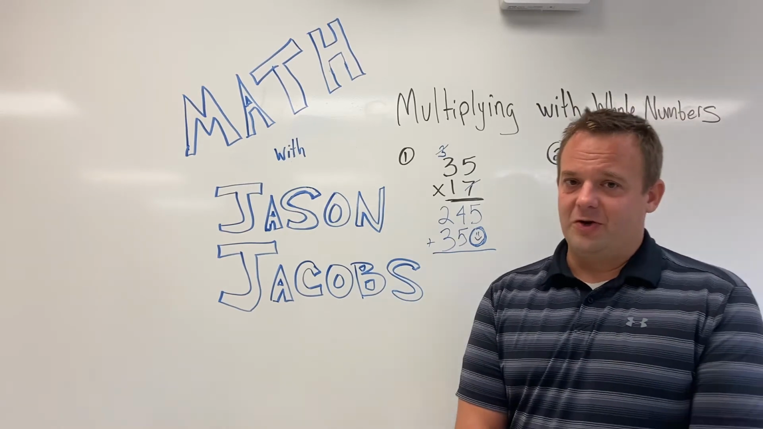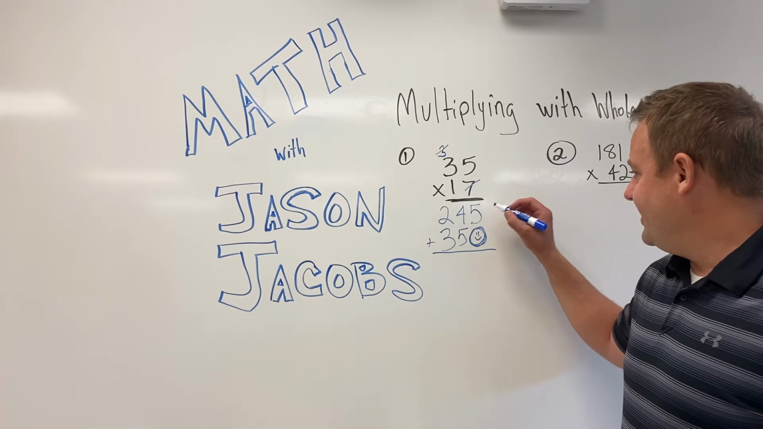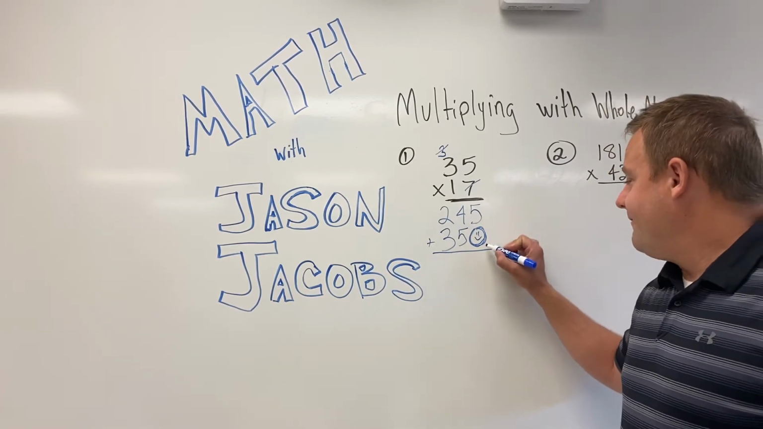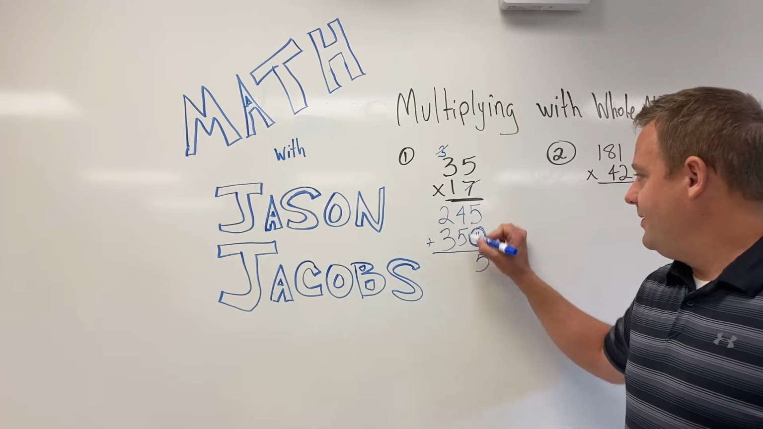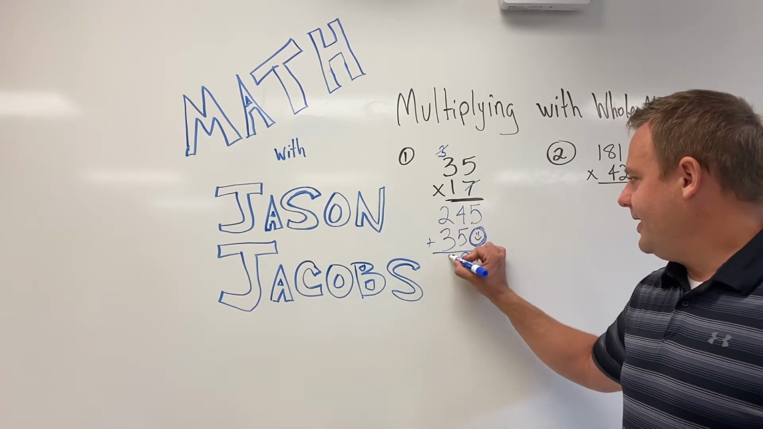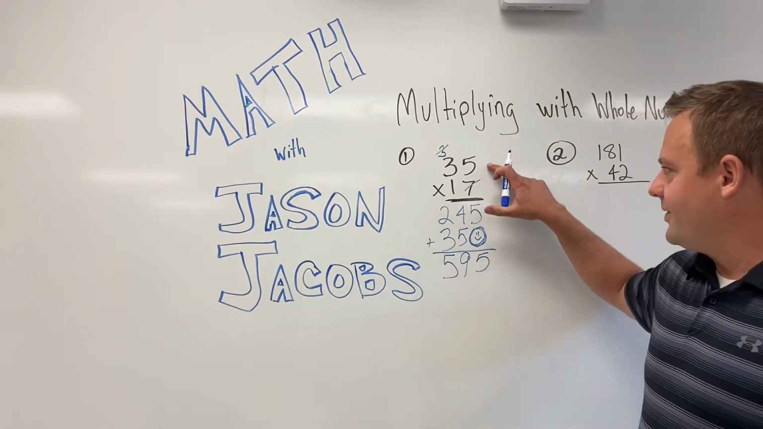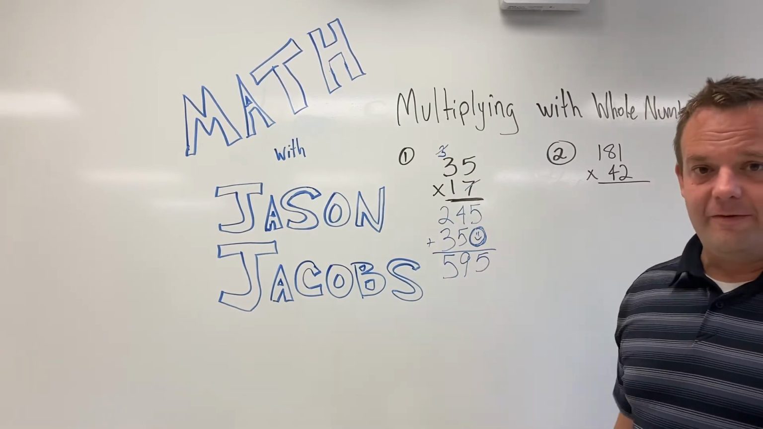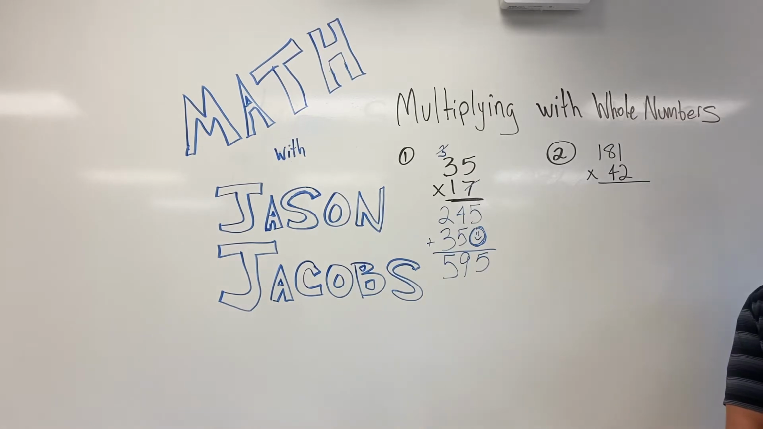So know those well. And here we go. We're going to add up the partial products to get our product. 5 plus 0 is 5, and then we have 9 and 5. So the product of 35 times 17 is 595. Hey, why don't you guys try this one? Don't get thrown off by the 100 there.